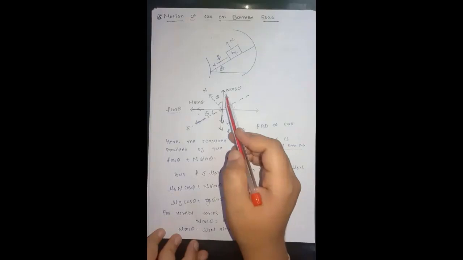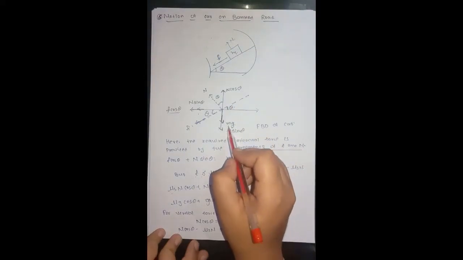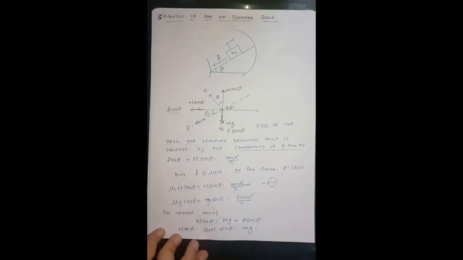Now, for writing vertical forces, here the vertical forces are balanced. So, mg plus f sin theta can be written as n cos theta. So, n cos theta is equals to mg plus f sin theta. From this, we can write n cos theta minus mu s n sin theta is equals to mg.